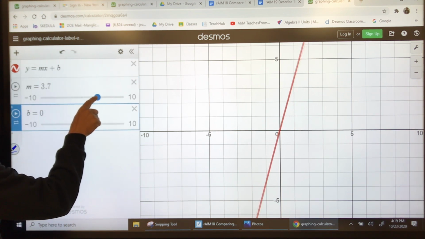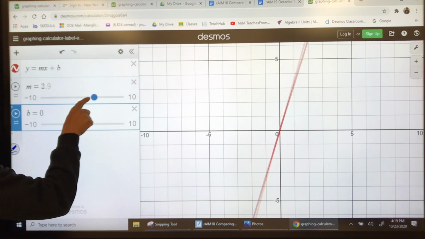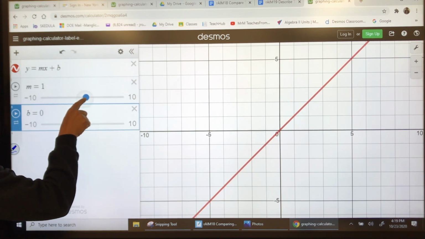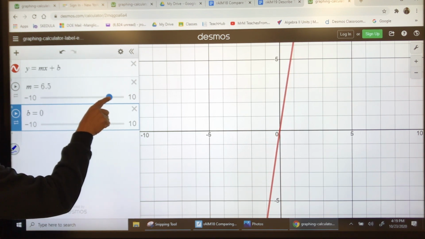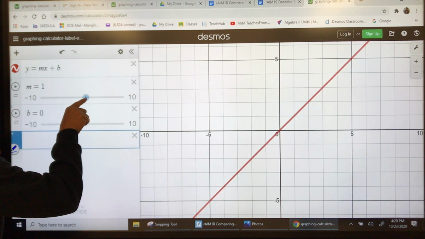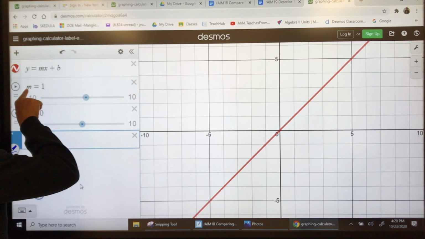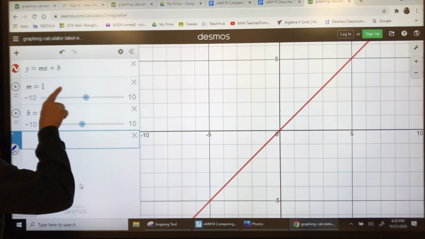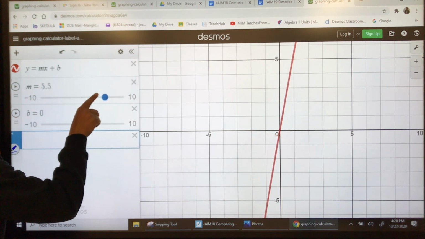Right? So if I move that, you see how it changes? Let me go back to 1. Now take a look on the graph. If I move towards 10, what happened to the graph? So one more time, if I move this slider towards 10, positive 10, that means m is getting bigger than 1, right? So what do you notice about the graph?